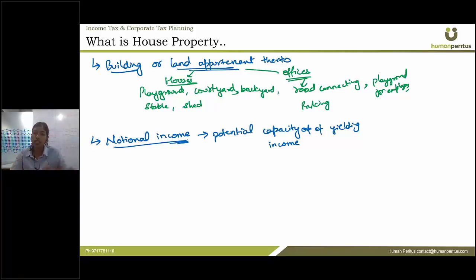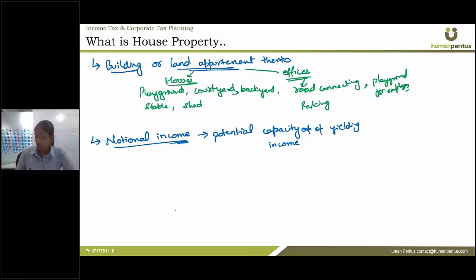But under all the other heads, we calculate income on the basis that we are actually earning it. Like in the case of salary, only if we are actually earning salary will we calculate income under the head salary. We are not talking about the potential of the person to earn that much salary, right? But in the case of house property, we see if the property has the potential, the capacity to yield income, and according to that, we calculate its income.